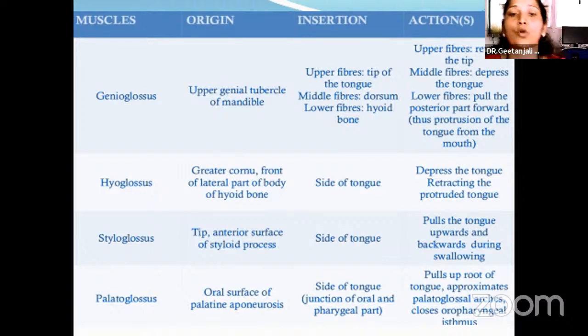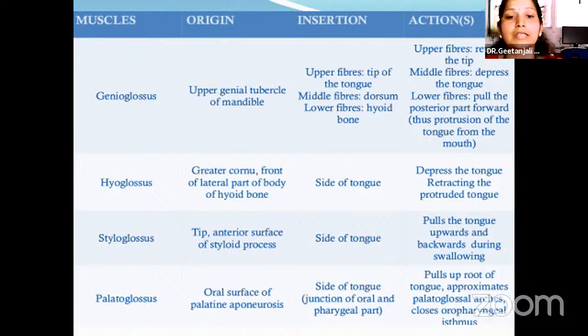Genioglossus muscle is called the life-saving muscle or safety muscle of the tongue because the main action of the genioglossus muscle is the protrusion of the tongue, and hence it is called the life-saving muscle or safety muscle of the tongue. The second muscle is hyoglossus, originating from the greater cornu in front of the lateral part of the body of the hyoid bone and inserted into the sides of the tongue. Its action is that it depresses the tongue, retracting the protruded tongue.